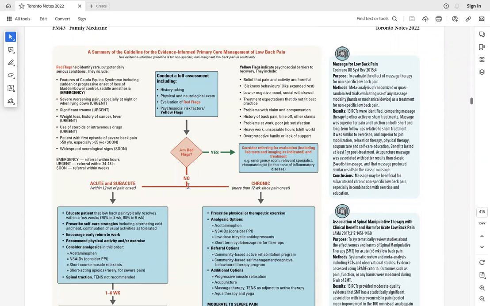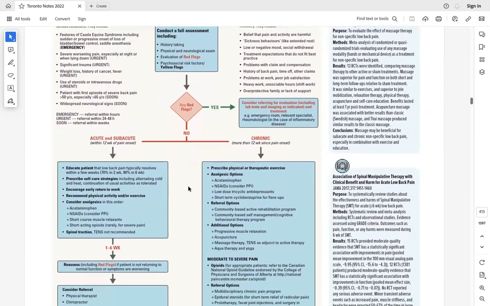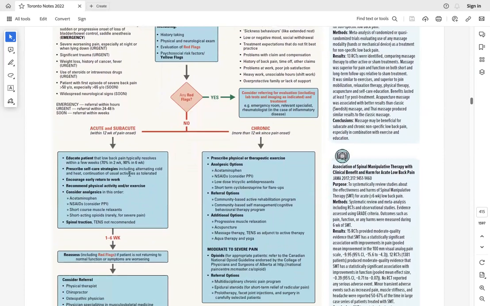If there are no red flags, he is fine. He says, okay, I don't have any red flags, it's just mild pain that started. So we have to ask him whether the pain started more than 12 weeks ago or less than 12 weeks ago. In acute or subacute, mostly the treatment for both is the same.